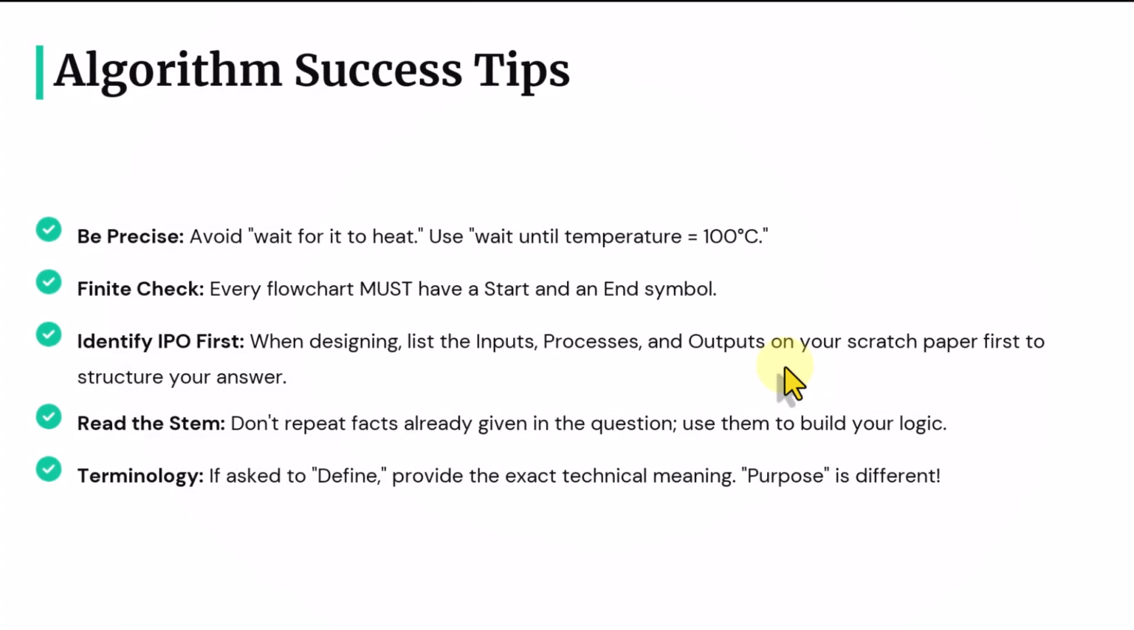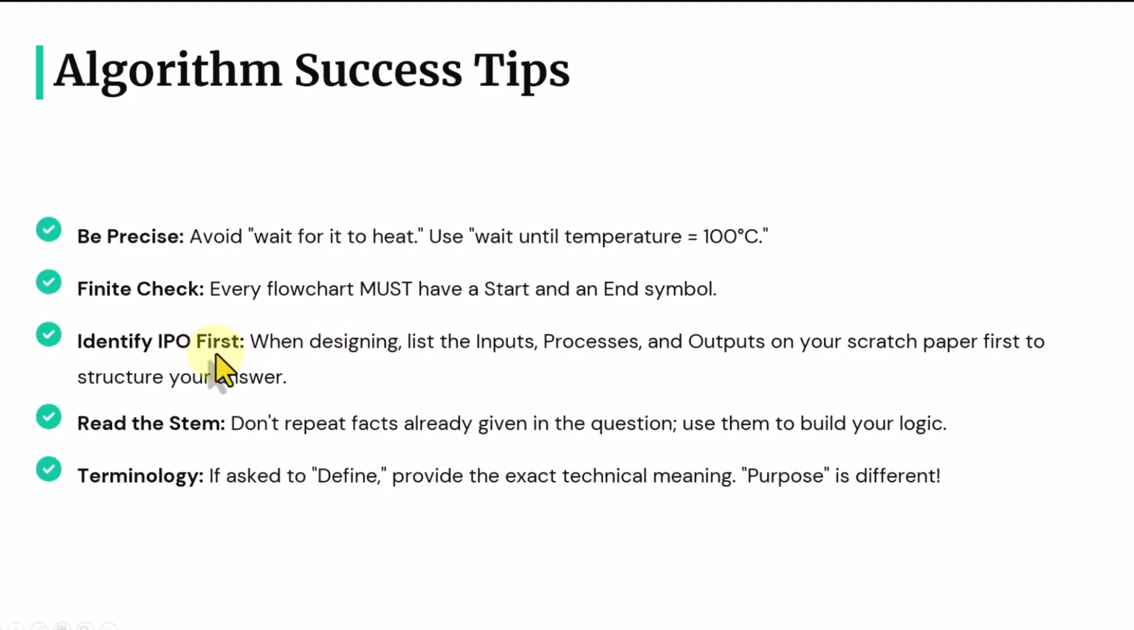Then algorithm success tips: be precise. Again, I'm just saying that, okay, it's very important. That's why we are emphasizing that a lot. Avoid "wait for it to heat." Use "wait until temperature is 100 degrees Celsius." Then finite check: every flowchart must have a start and an end. Okay, and if you have loops, your loop must end. Be careful about infinite loops.